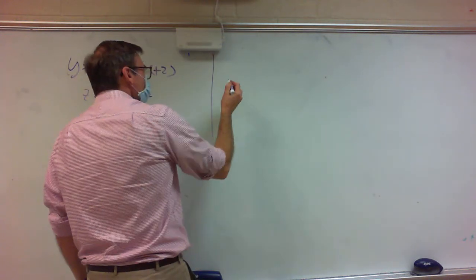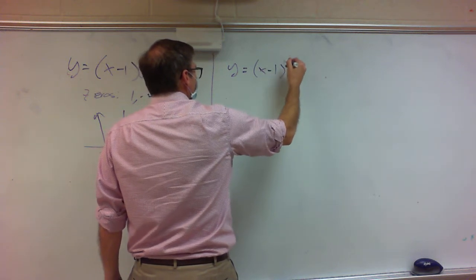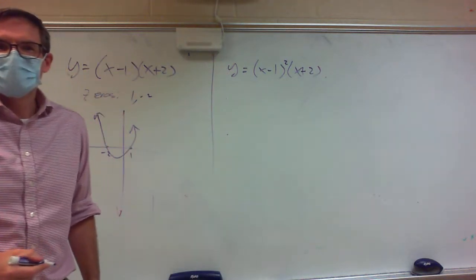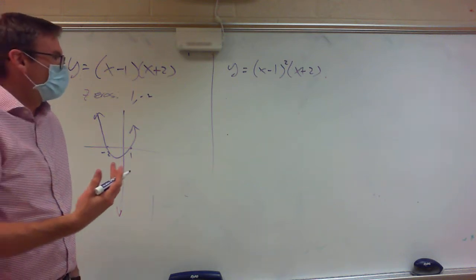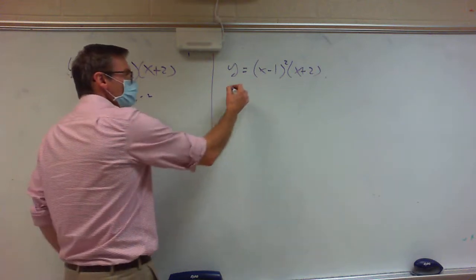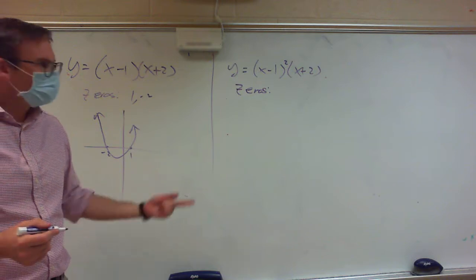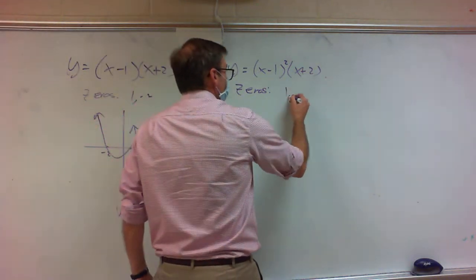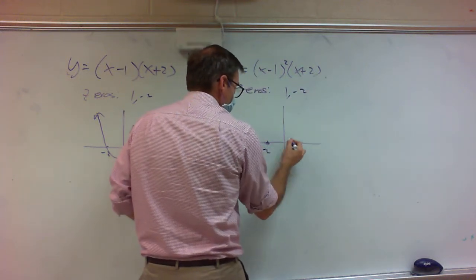All right, well, what if I change it a little bit and I say, well, what if it was x minus 1 squared times x plus 2? Because if I compare this polynomial to this polynomial, the zeros are exactly the same, aren't they? Like, what are my zeros here? 1 and negative 2, right? And so if I'm graphing, well, okay, here's 1, here's negative 2, I get dots here, and I get dots here, right?